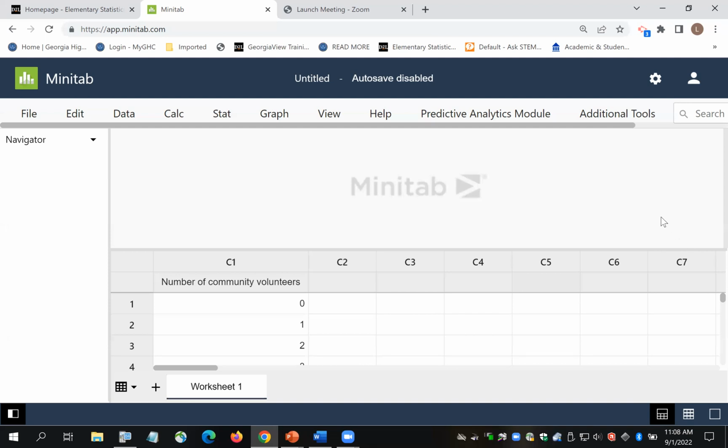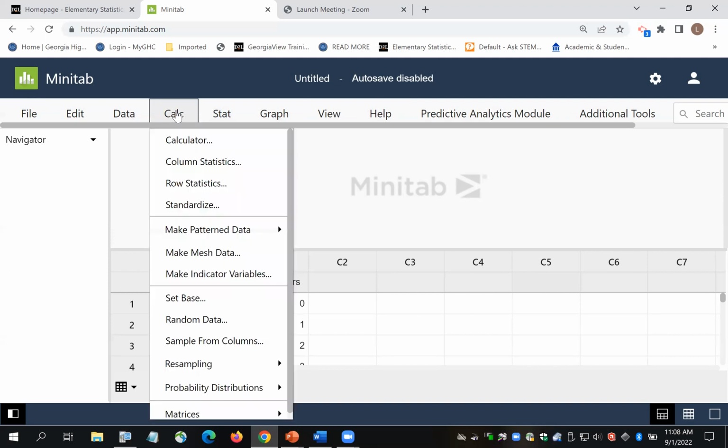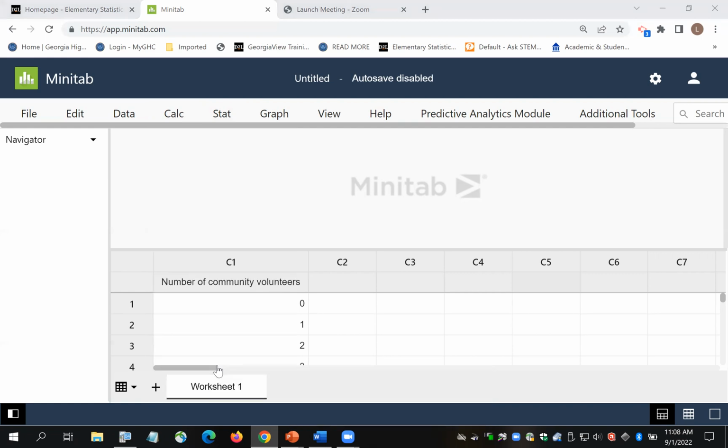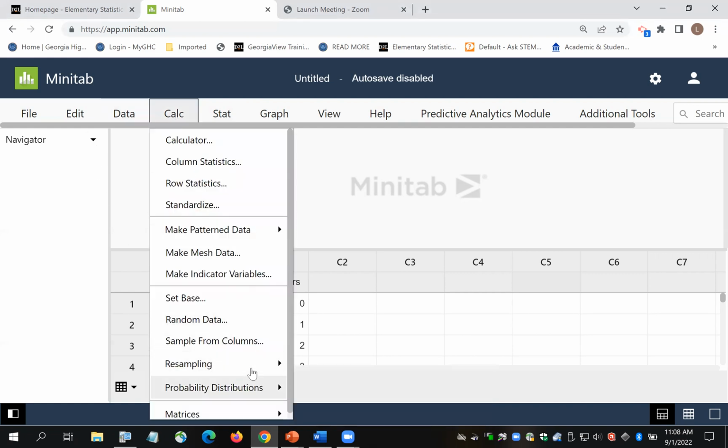Then we have to tell Minitab to do the calculations. I go to Calc at the top menu bar, and we are calculating a probability distribution. So I scroll down near the bottom of the list to probability distributions, and I click, and it gives us 3 options. You can't see it because it's behind my little thing, but it says probability density function, and that's the selection that I want.